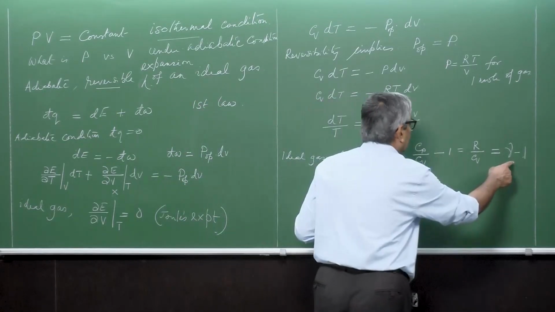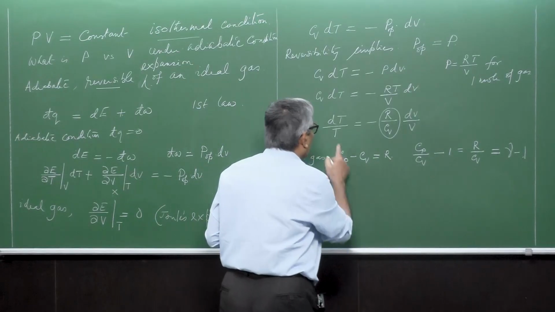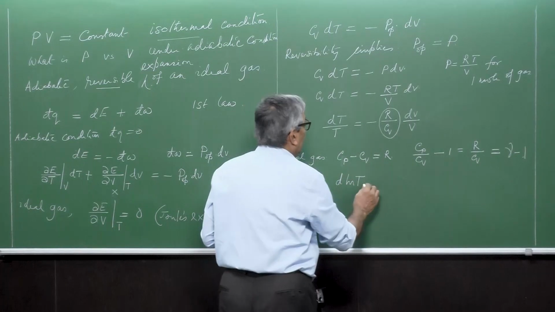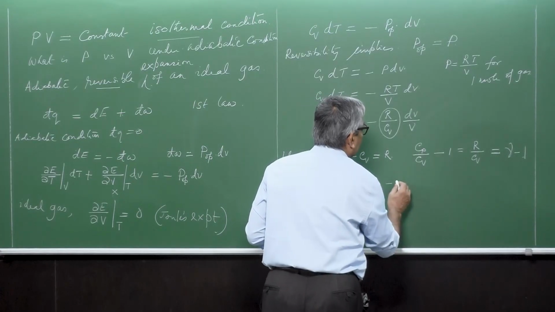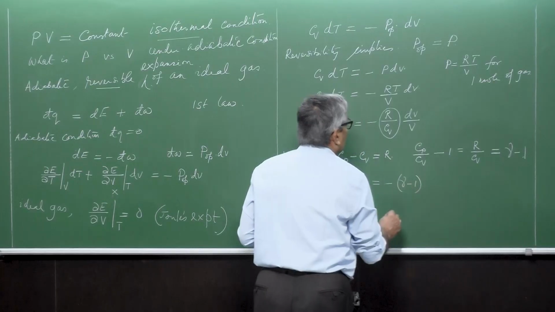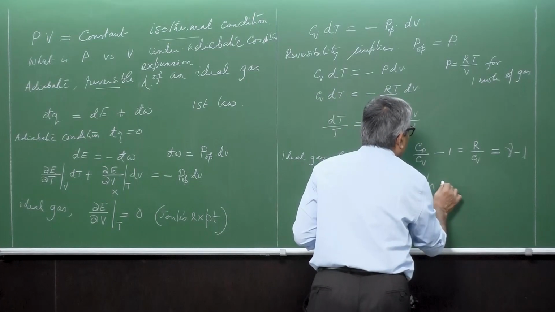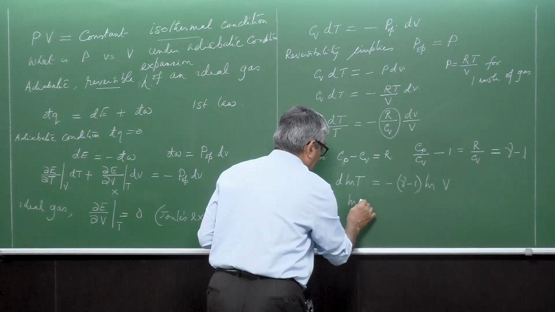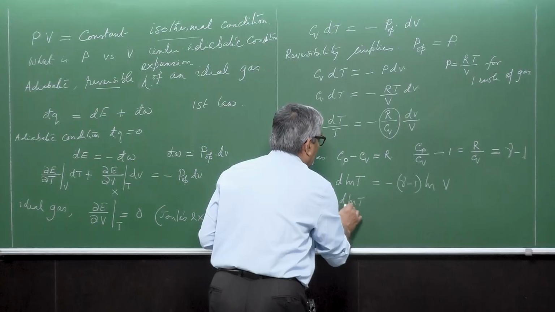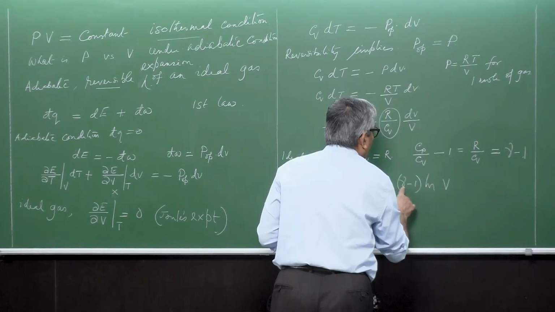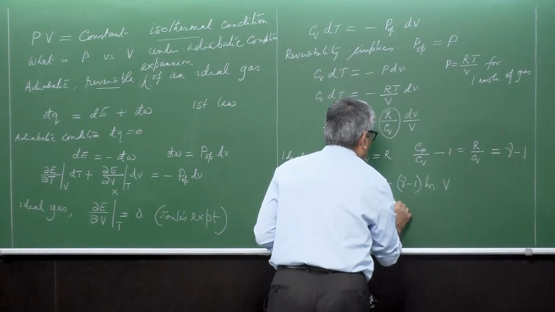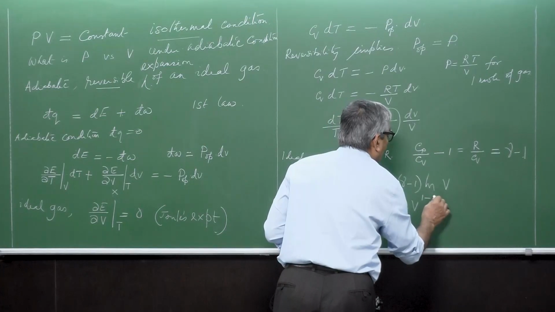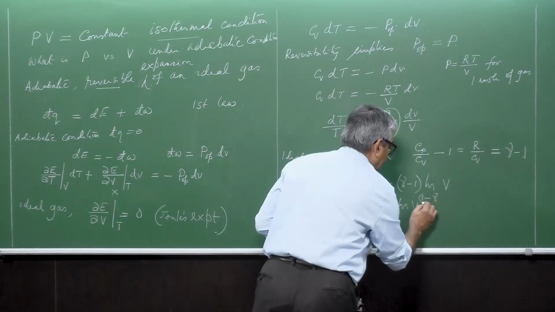So that is the usual standard notation that we are using, and therefore this quantity d ln T is equal to minus (gamma minus 1) d ln V, or you may write it as d ln T equal to d ln V to the power 1 minus gamma. So, this is the relation.